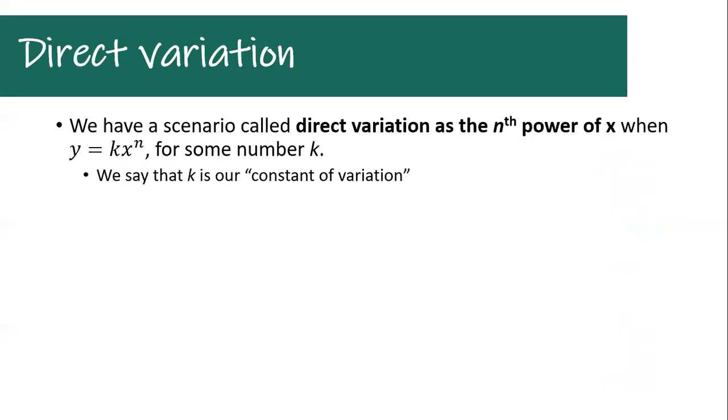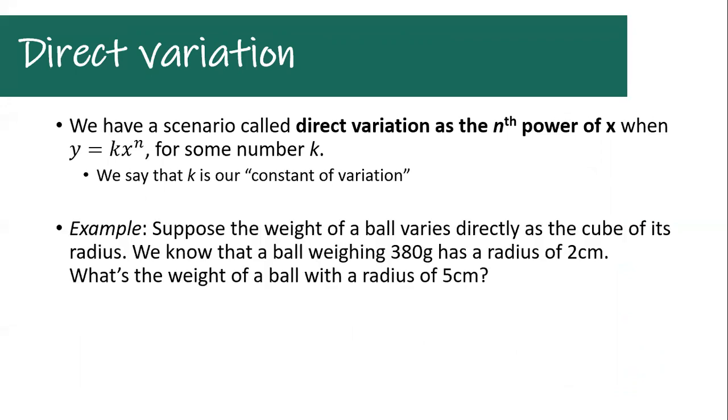One of the most common uses of power functions is to talk about direct variation. So we have something called direct variation as the nth power of x when y equals k times x to the n for some number k. K is called our constant of variation, and oftentimes we have to solve for it first. So let's learn this one from example.